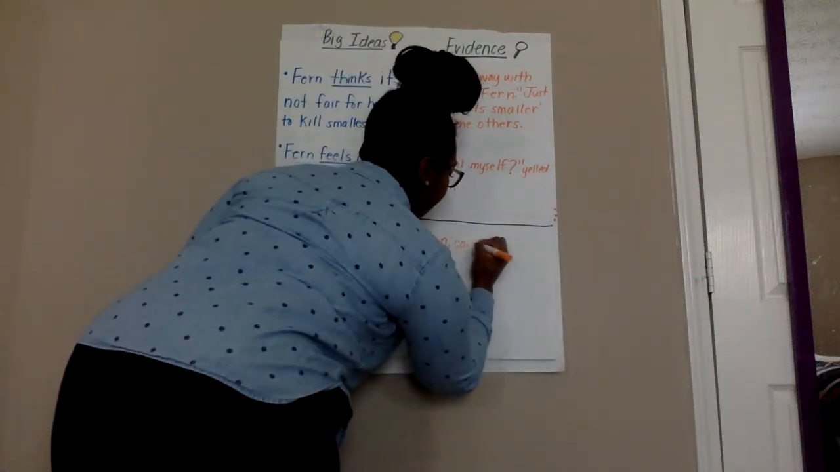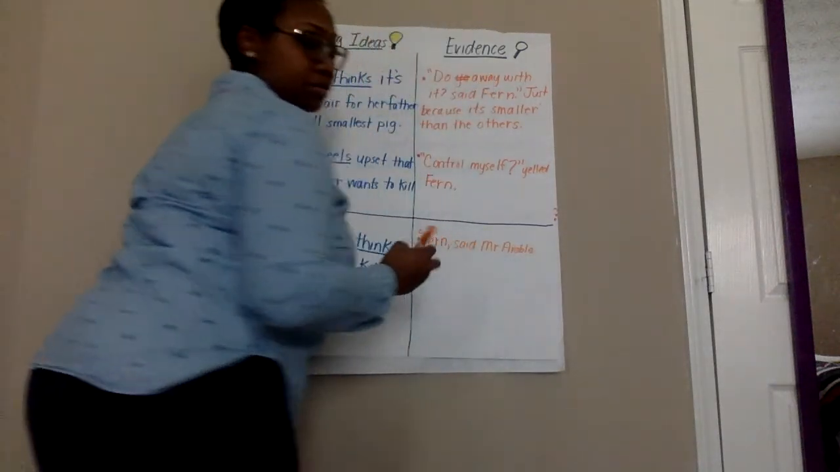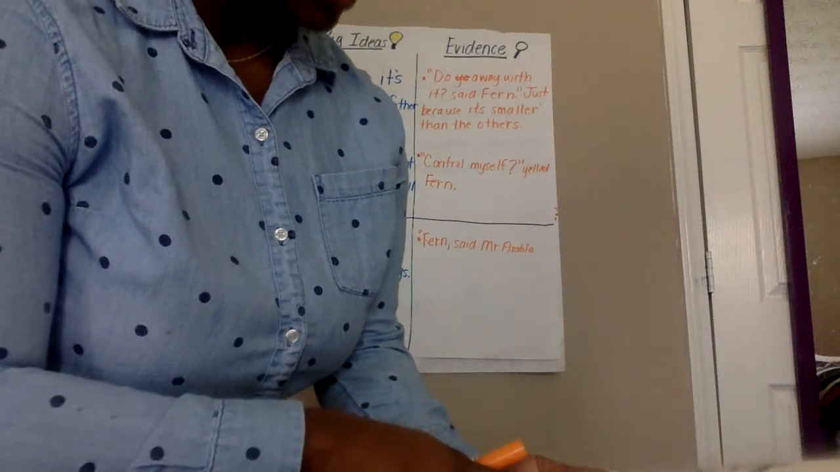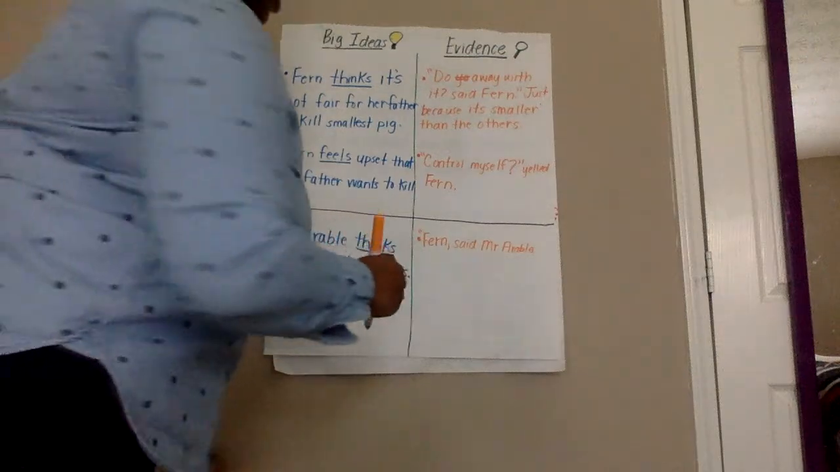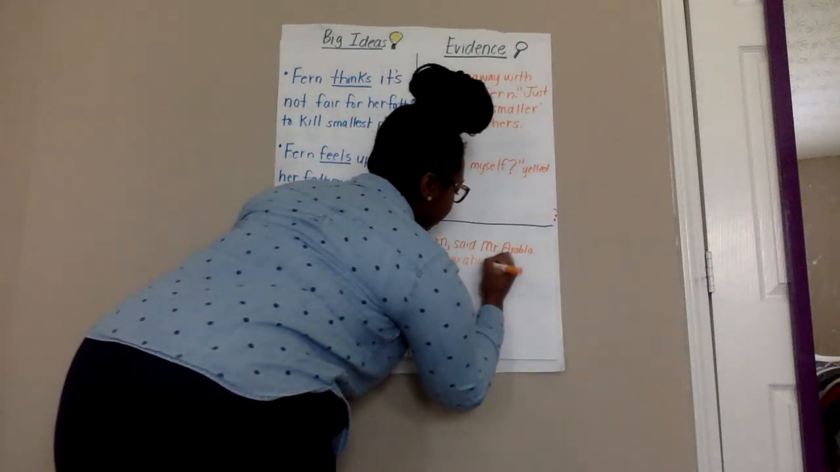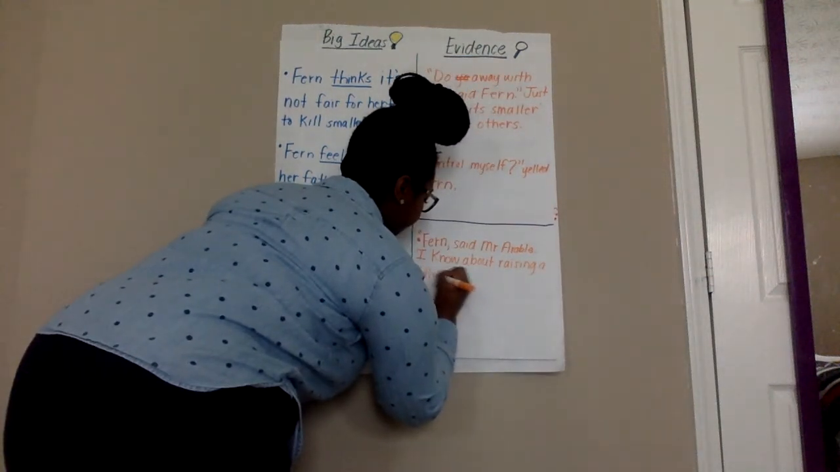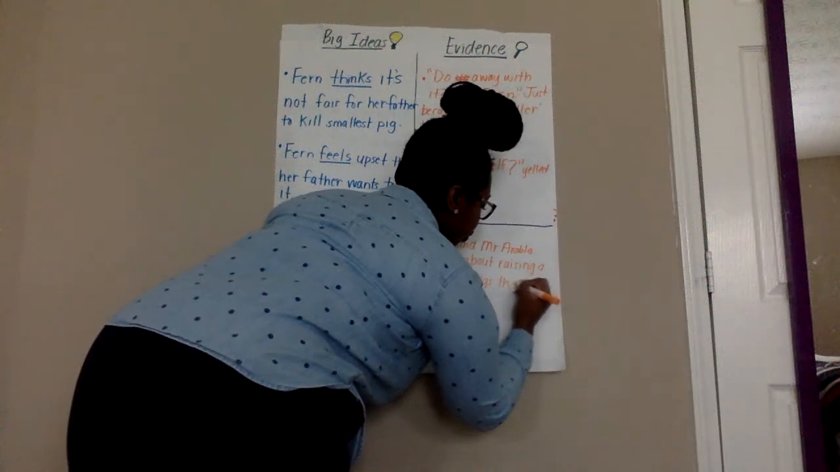"Fern," said Mr. Arable. Make sure you go back in the book and look for that evidence. That's what Ms. McKinney's going to do. Make sure I go back and make sure I'm writing the same thing that came out of the book. "Fern," said Mr. Arable, "I know more about raising pigs, a litter of pigs, than you do."